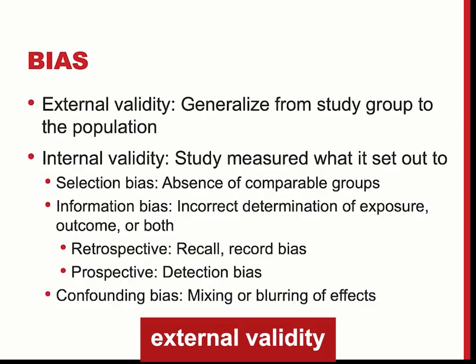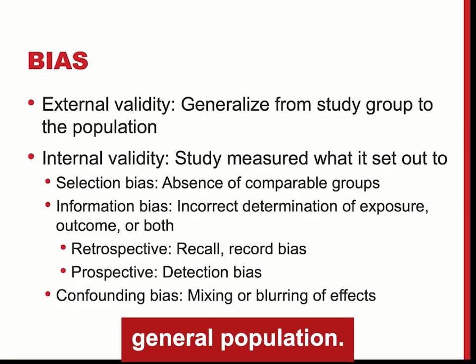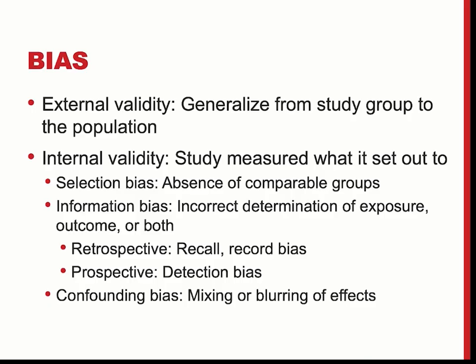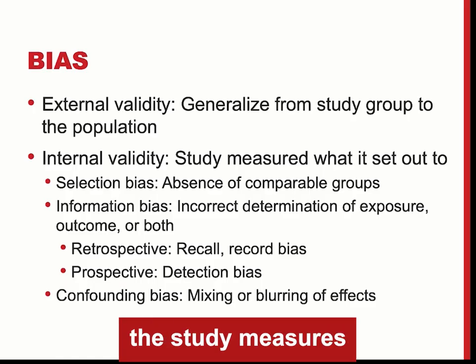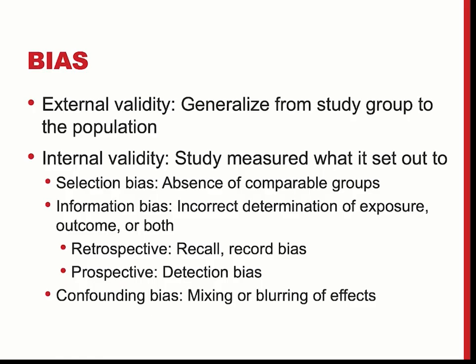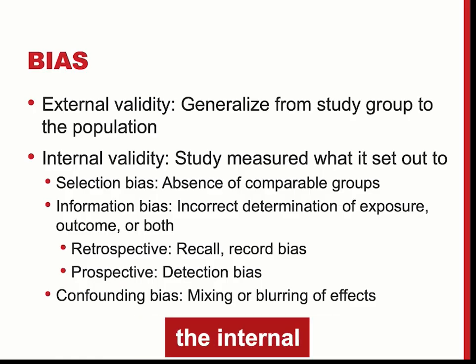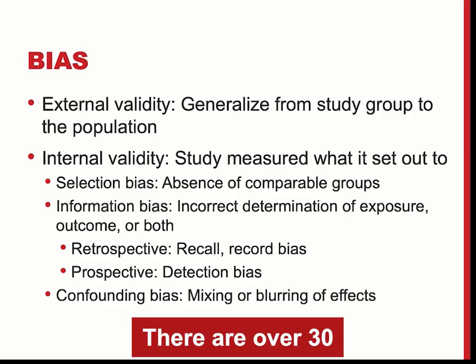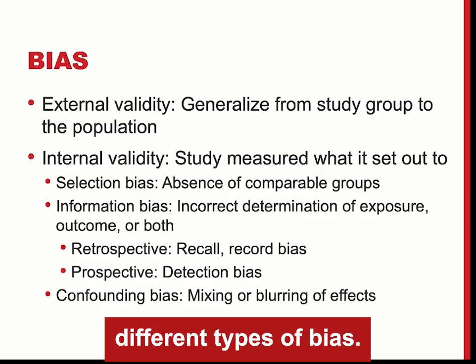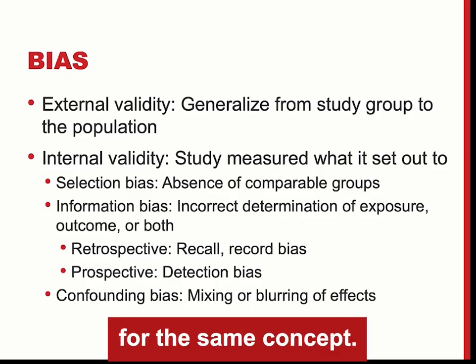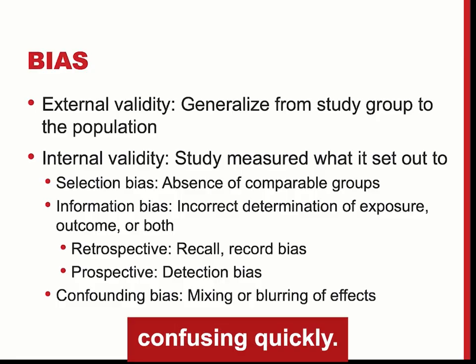The term external validity means that you can generalize from the study's group to the general population. We often refer to this as applicability. The term internal validity means that the study measures what it intended to. Bias undermines the internal validity of a study. There are over 30 different types of bias. There are often many names for the same concept and it can get confusing quickly.